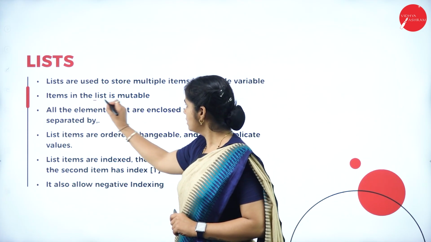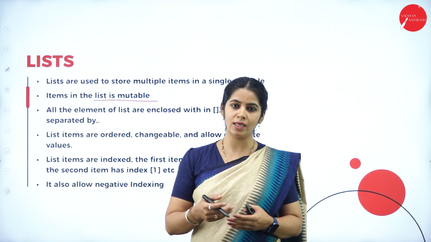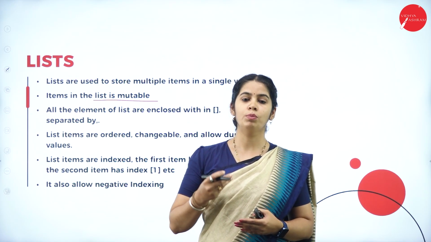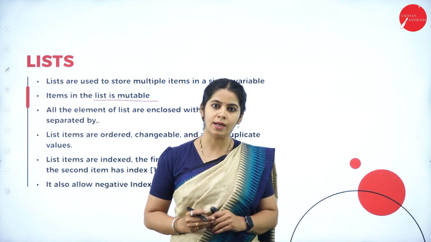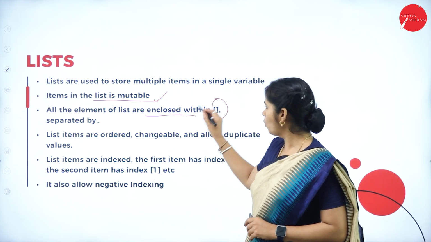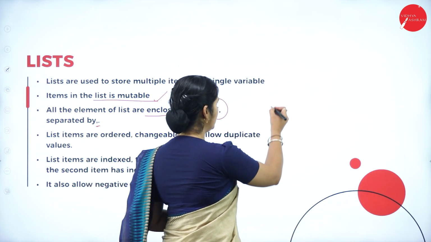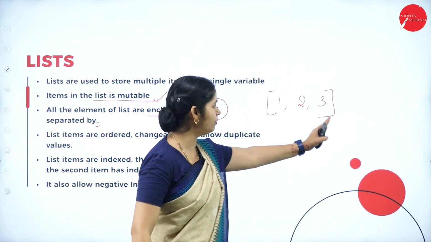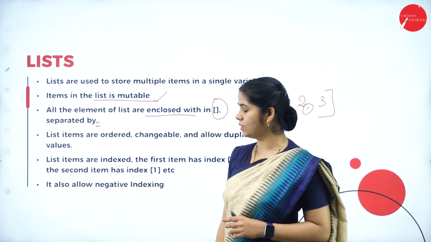Items in the list are mutable. What do you mean by mutable? When we have declared the items within the list, we can change the value of the elements within the list. That is mutable. It's allowed to change the value within the list which has already been declared. All the elements of the list are enclosed within square braces and separated by commas. How are we going to write a list? 1, 2, 3, enclosed between two square braces and separated using a comma. That is how we represent the list.